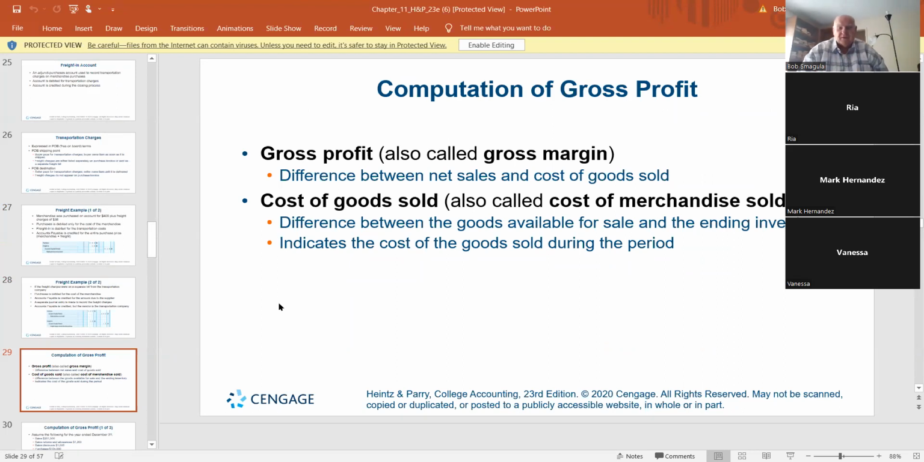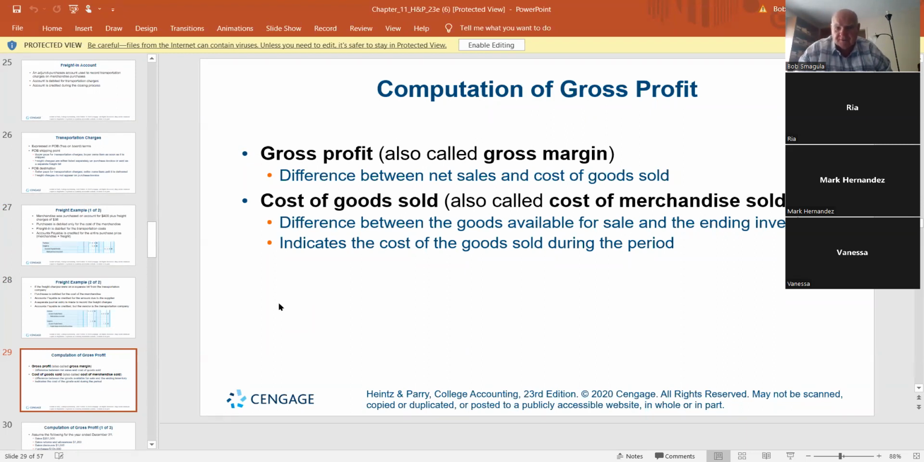Now, here we go. You're going to see a little bigger income statement coming up, huh? Computation of gross profit. Let's understand what gross profit is. Net sales minus cost of goods sold. Net sales minus cost of goods sold equals gross profit. Now, what is cost of goods sold? Cost of goods sold is simply the amount of money you paid for the product you are now selling.